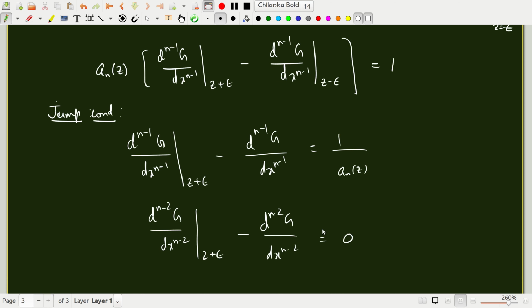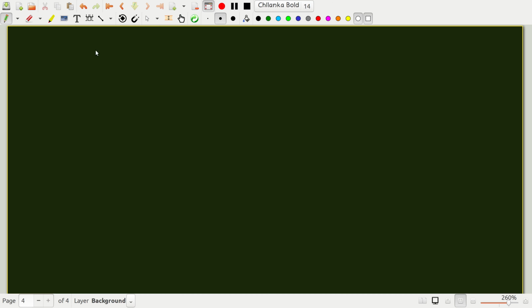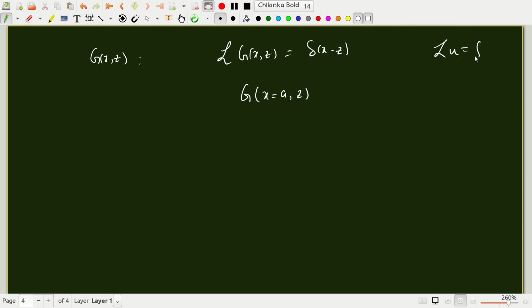I'll explain this again with the help of a concrete example. To summarize, therefore, g of x,z is a Green's function to an operator L such that L g of x,z satisfies delta of x minus z on the right side instead of the original forcing function f. And g will obey the boundary conditions like the original Lu equal to f. Whatever u satisfies, g will also satisfy. I'm not writing whatever boundary conditions are prescribed; g will satisfy the same boundary conditions.